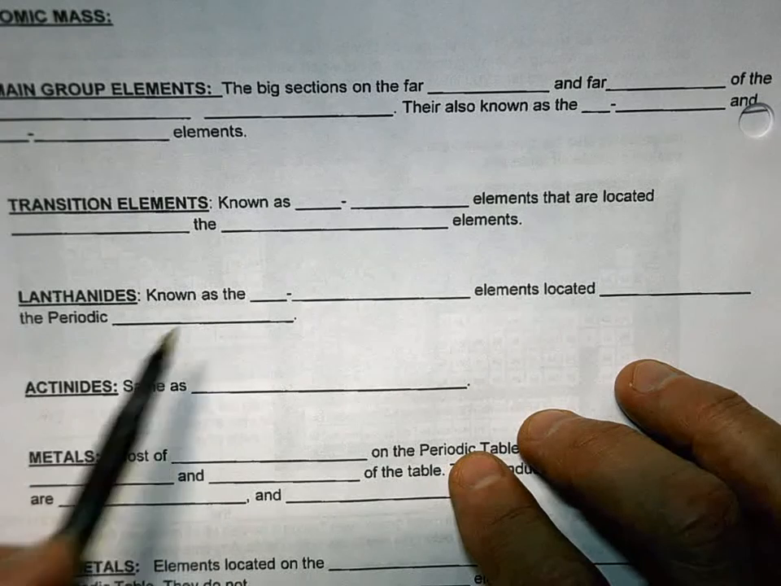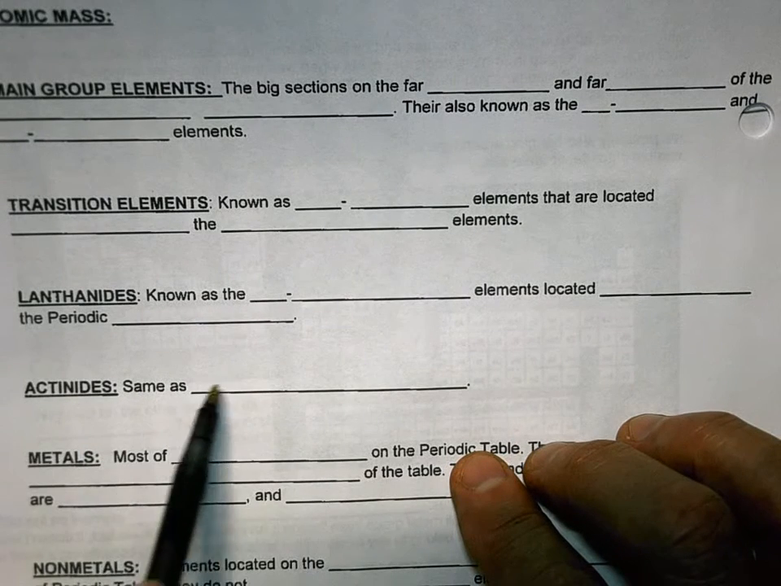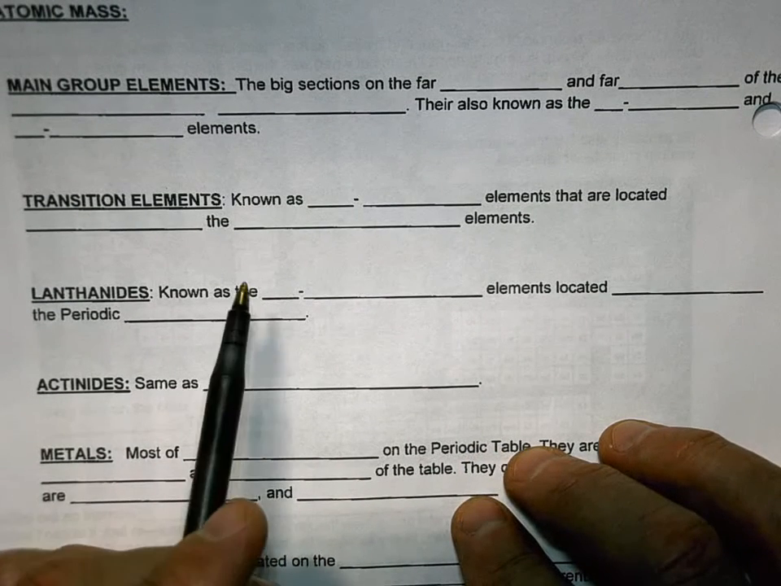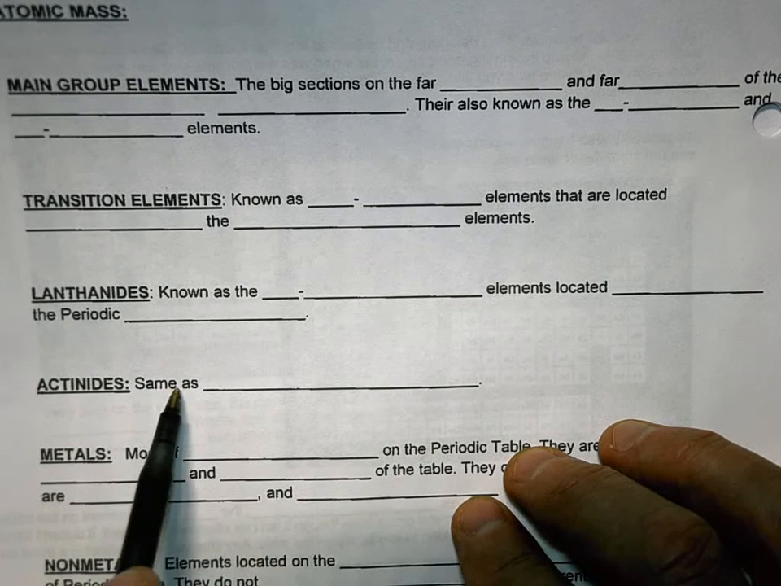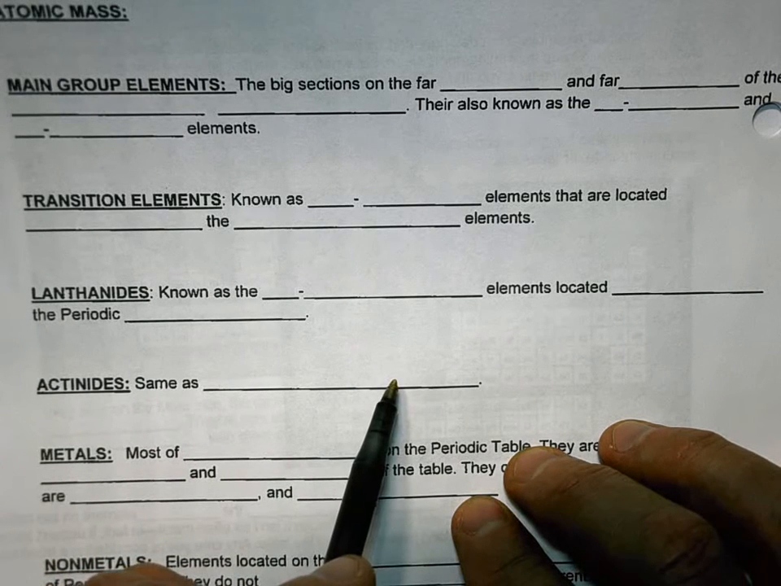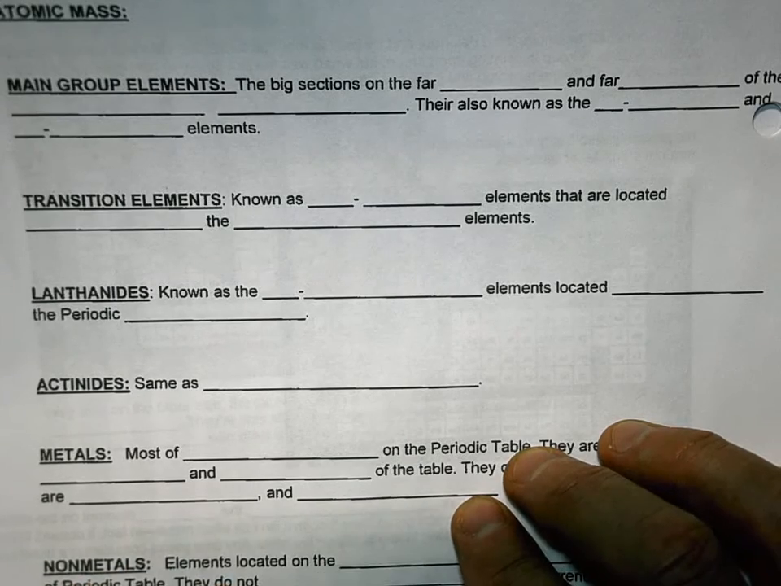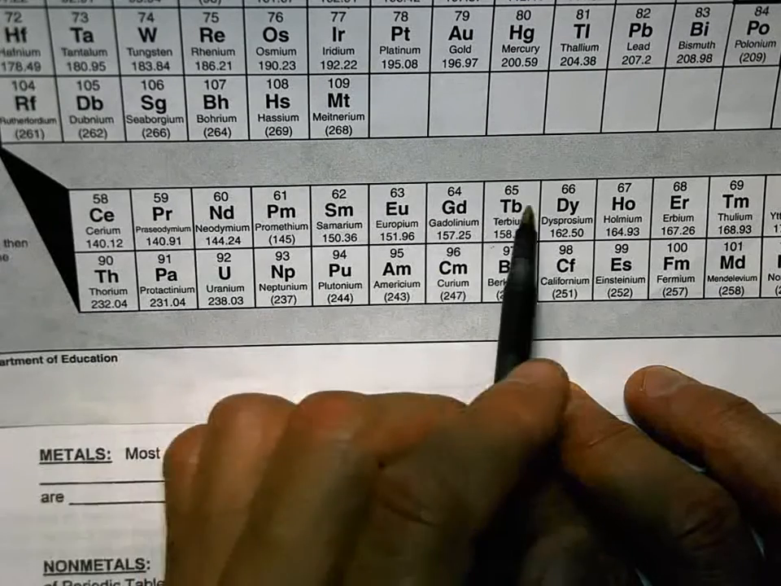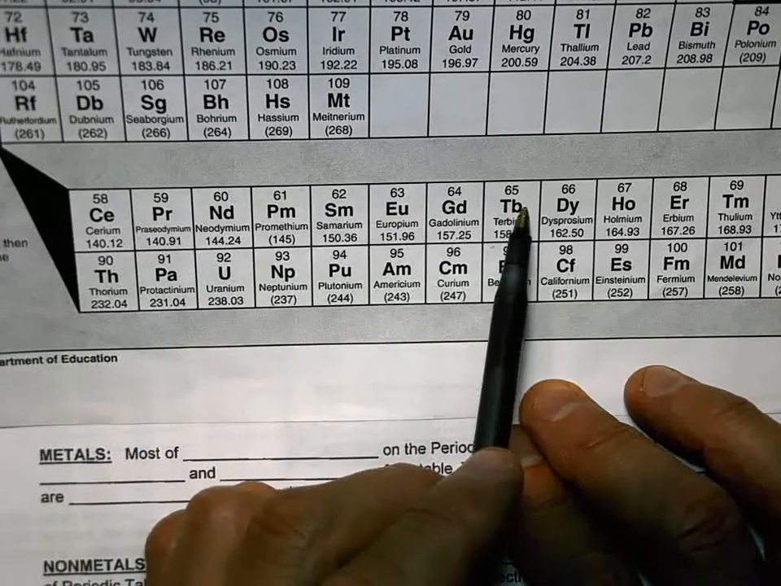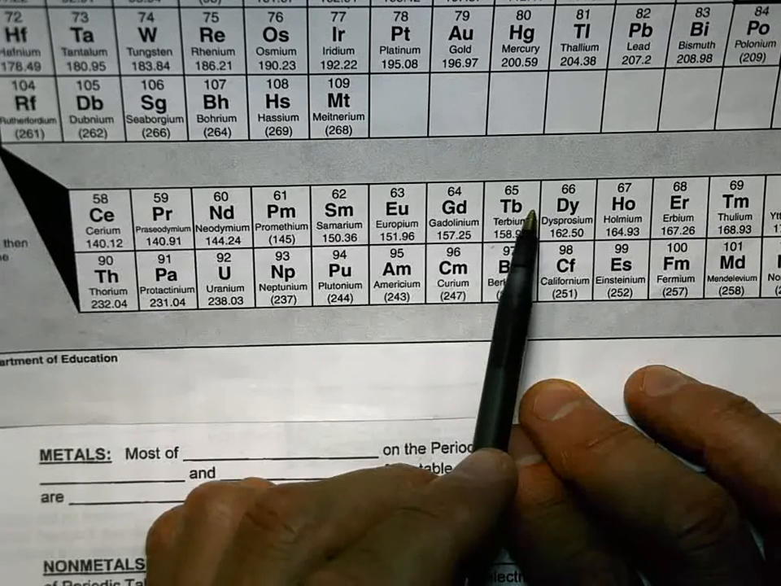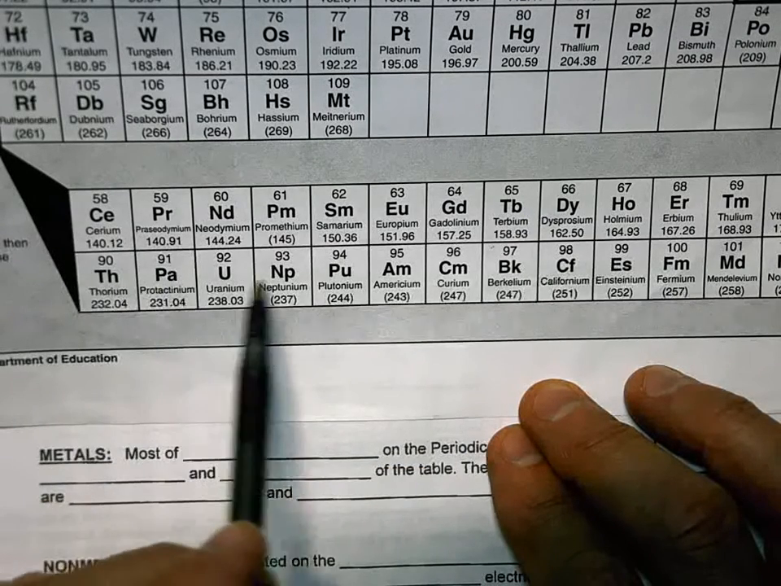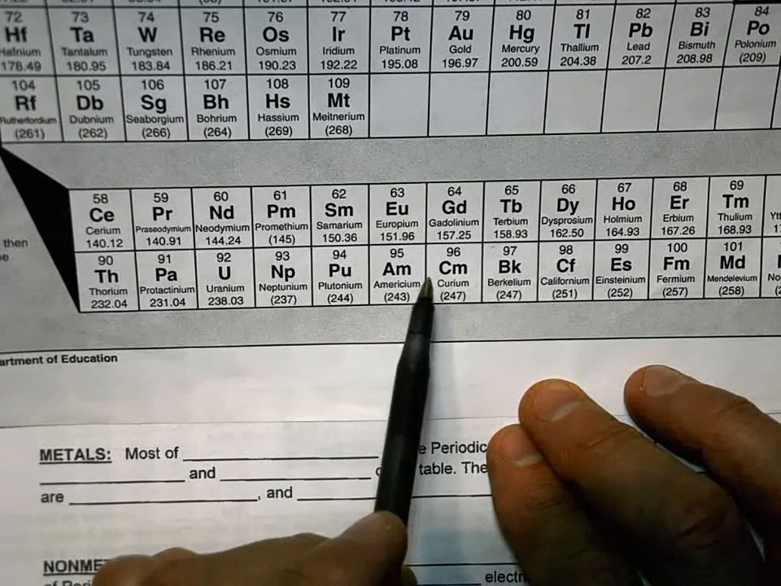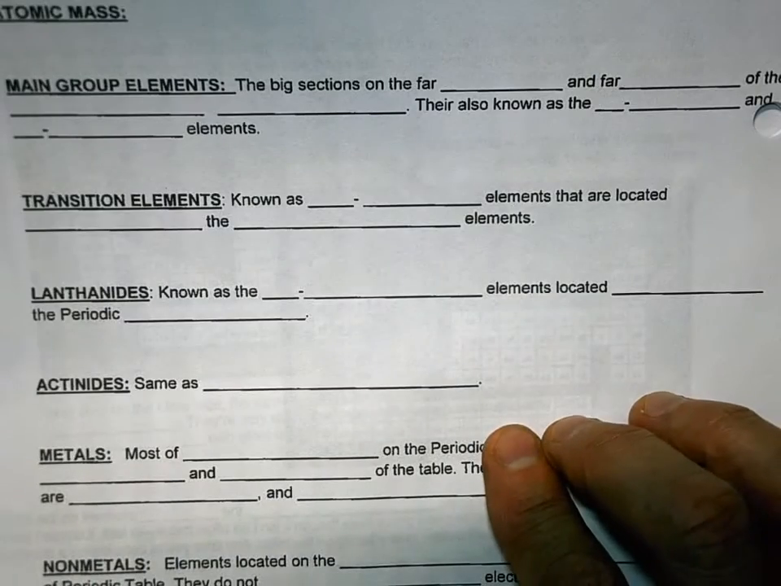The actinides, write down same as lanthanides. The reason I have you write that is because they're on the bottom of the periodic table. Now take a look at your periodic table. The actinides are here. The lanthanides are here. So what are these called right here? Say it louder. That's right, lanthanides. And these are the what? That's right, these are the actinides. Lanthanides, actinides.